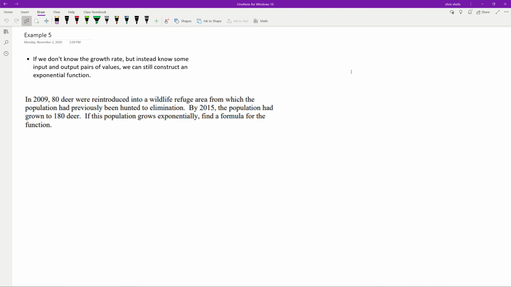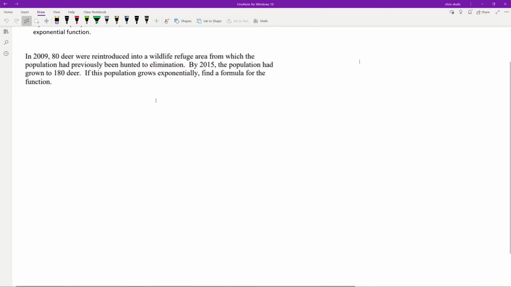Looking at this given example, in 2009, 80 deer had been reintroduced to a wildlife refuge area from which the population had previously been hunted to elimination. By 2015, the population had grown to 180 deer. If this population grows exponentially, find a formula for the function. So let's say t is years after 2009.